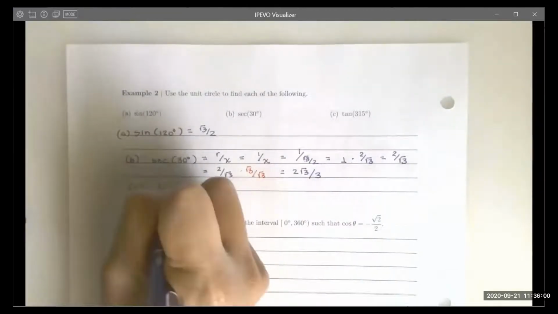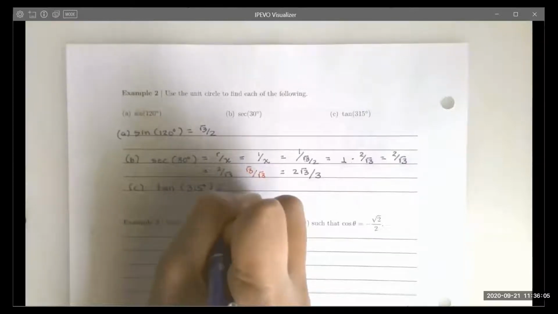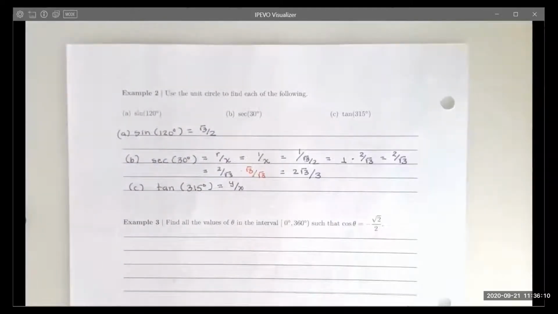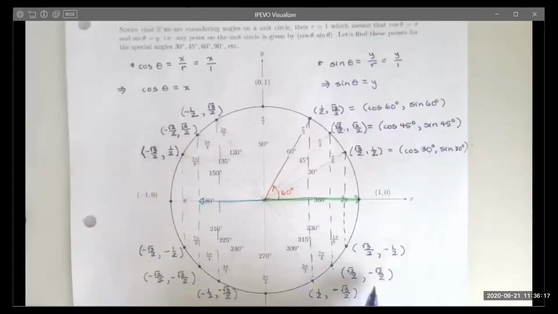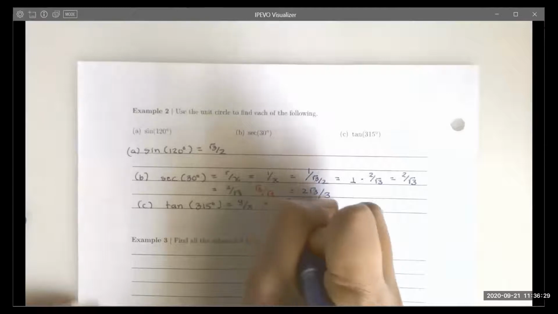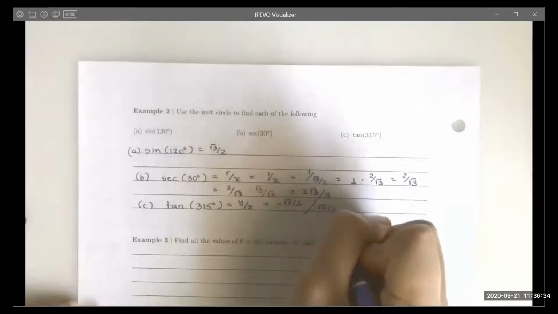All right, and then finally for part C, we have tangent of 315 degrees. Now remember, tangent is y over x according to the second definition. So we're going to be looking at 315, which is this angle. Look at the coordinates at that point. We have square root of 2 over 2 for x, negative square root of 2 over 2 for y. So we're going to bring those values back. For y we said it was negative square root of 2 over 2, and for x it was positive square root of 2 over 2.